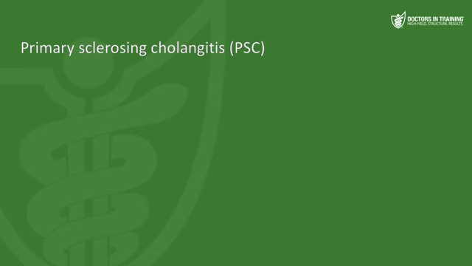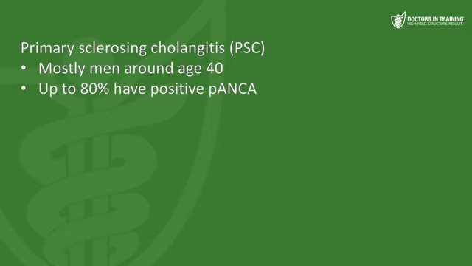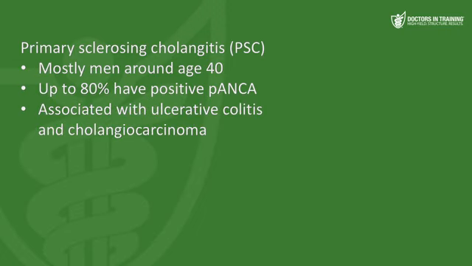There are a couple of other characteristics that can help lead you to the diagnosis of PSC. PSC is most commonly seen in men around the age of 40. Up to 80% of these patients have a positive P-ANCA, which is an anti-neutrophil cytoplasmic antibody, and it is associated with ulcerative colitis, leading some to believe there is a component of autoimmune disease, although this is currently not proven. And since it's an inflammatory disorder of the bile tract, it increases the risk of cholangiocarcinoma.